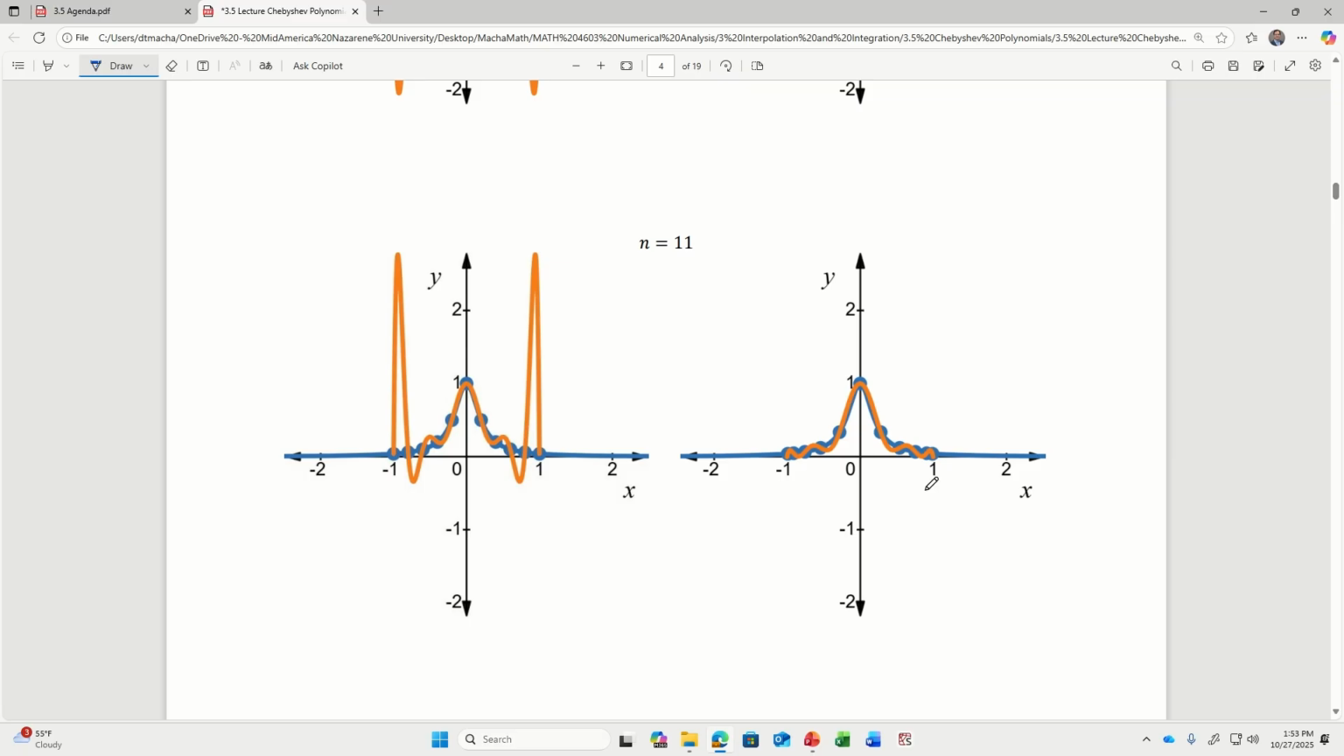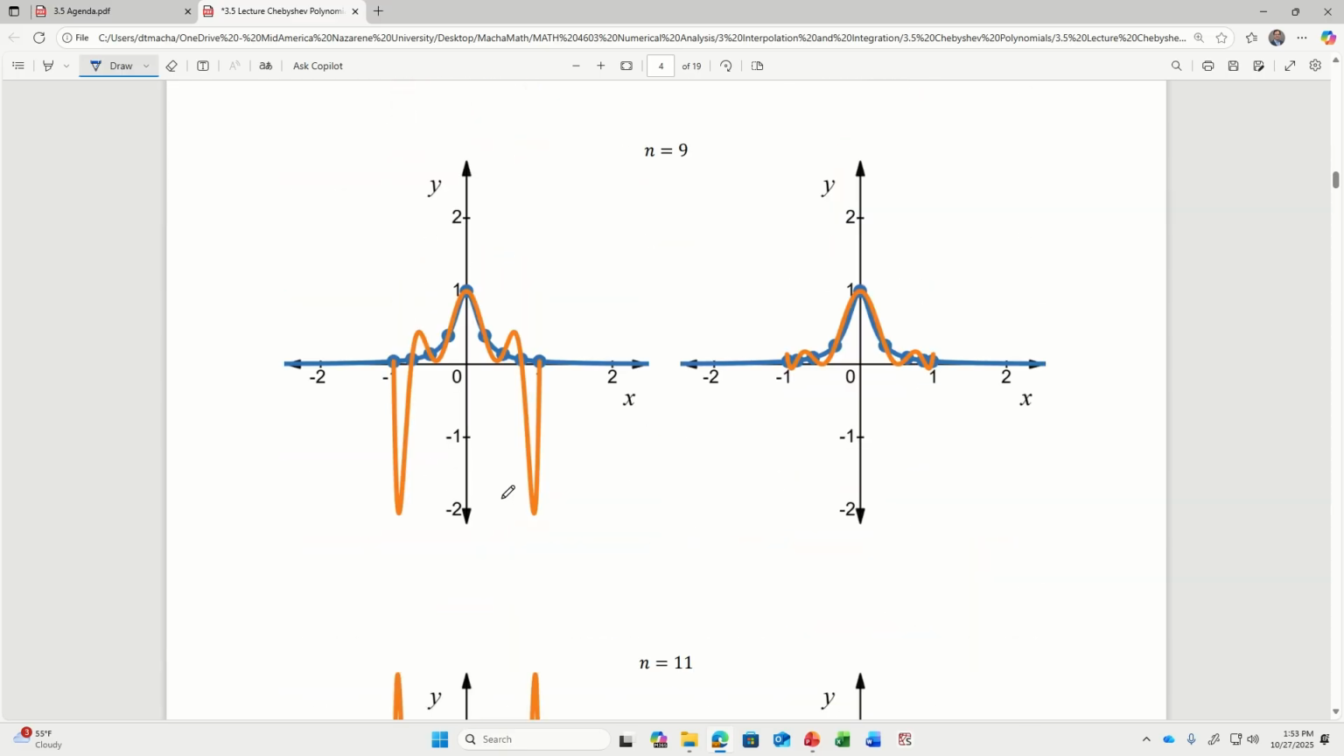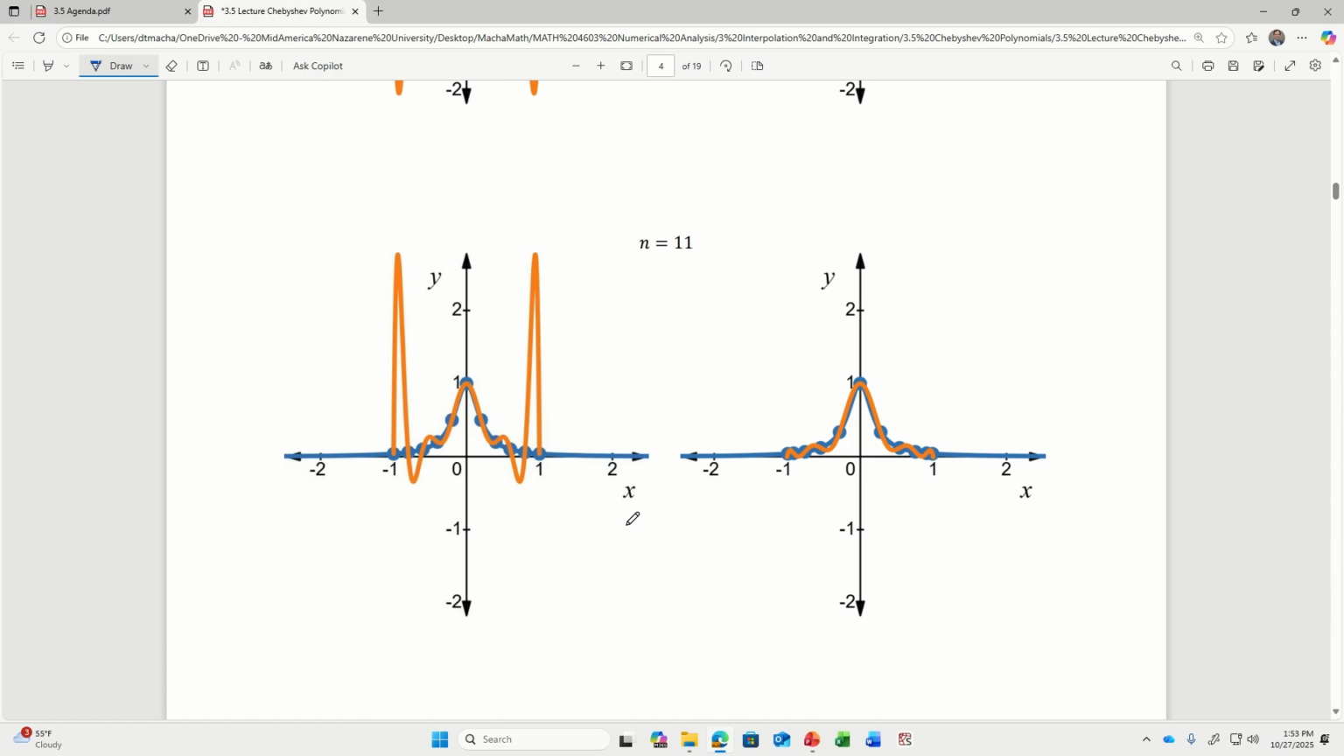Connor? Does that phenomenon happen often? The little side? With the evenly spaced nodes? Yeah. I mean, this is not the only function where this happens, but you can pick any function as long as it's not a polynomial.